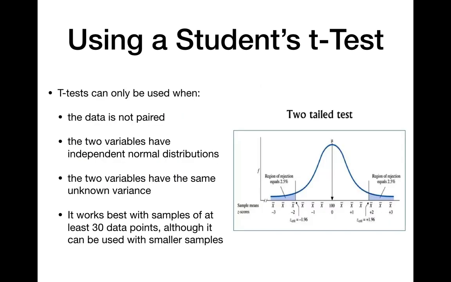So this is when you can use a t-test: if the data is not paired, if the two variables have independent normal distributions, so they're both showing a normal distribution in the data set, and if the two variables have the same known variance or unknown variance. It works better with samples of at least 30 data points, which is where my 30 has been coming from all along. But you can use it for smaller samples if you're less likely to have a significant relationship.